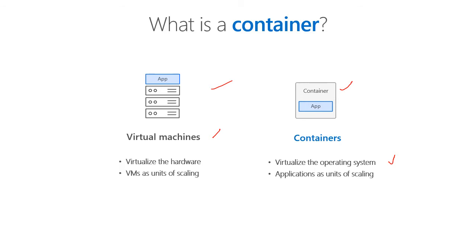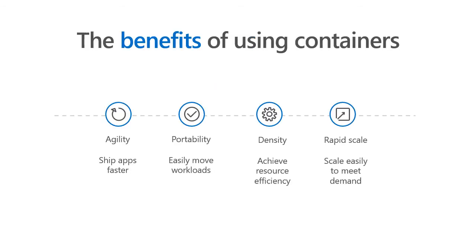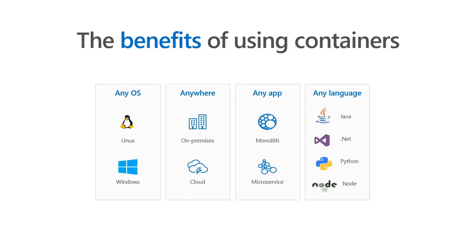So now that you know what a container is, let's talk about the benefits of using containers. Containers allow you to become more agile, because you can ship applications faster. It allows you to move workloads across different platforms, so it becomes more portable. You can achieve resource efficiency because you can pack more applications in more containers inside the physical server, rather than the number of virtual machines in a single physical hardware, assuming that you're deploying this on-prem. You can also achieve rapid scale. You can also use it across any operating system.